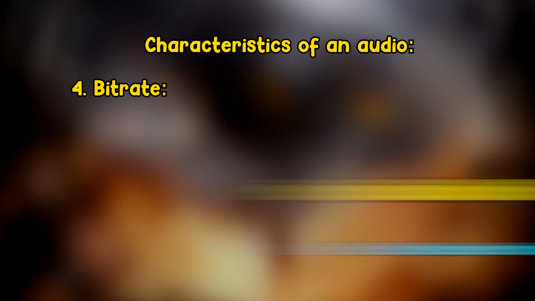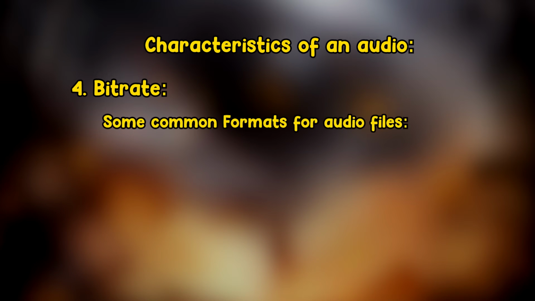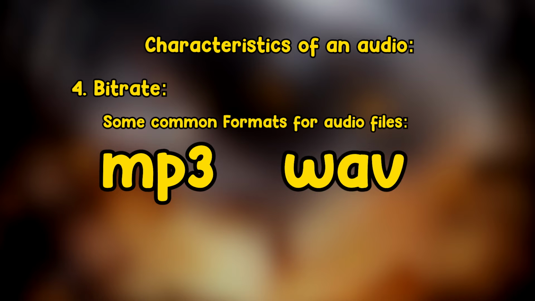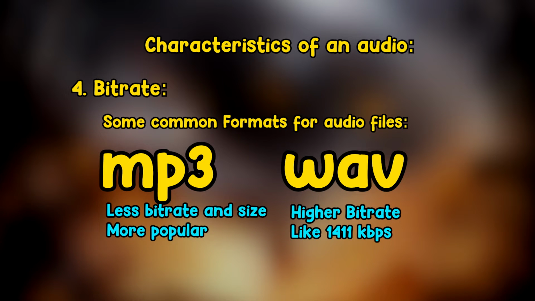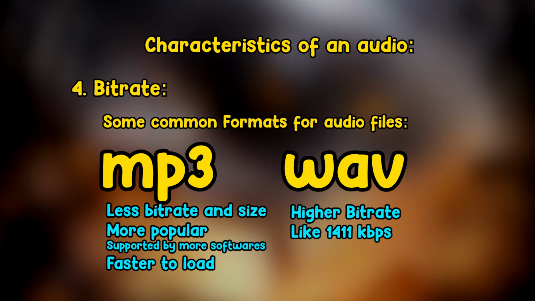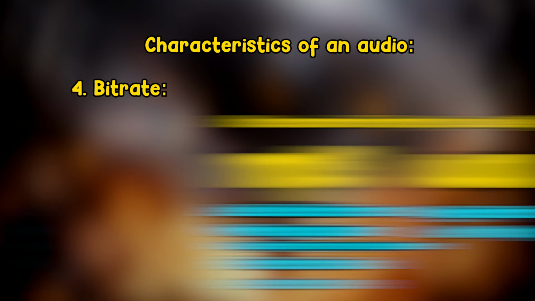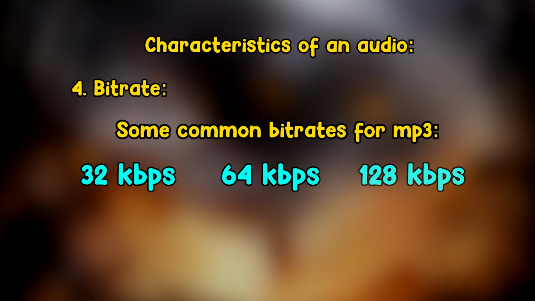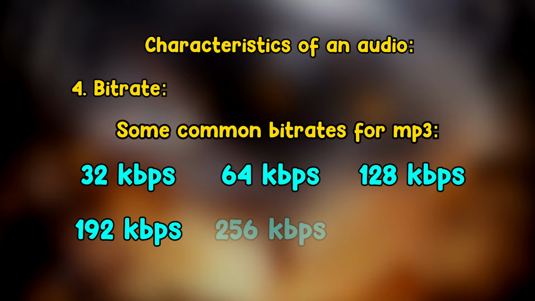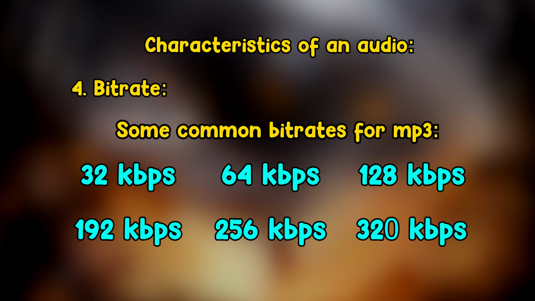Audio files have different formats. Some common formats for an audio file are MP3 and WAV. WAV file typically has a higher bitrate than the other formats. For example, their bitrate can be 1411 kilobits per second. And although the bitrate of MP3 is usually less than WAV, it is the preferred format because it is much smaller in size and can be imported into many softwares, and it's faster to load and therefore easier to use. Some common bitrates for MP3 are 32, 64, 128, 192, 256, and 320 kilobits per second.